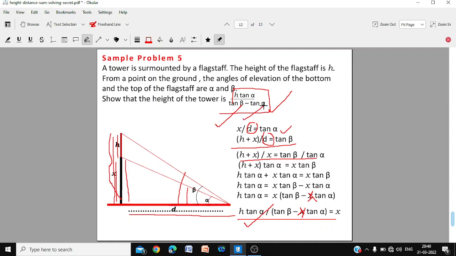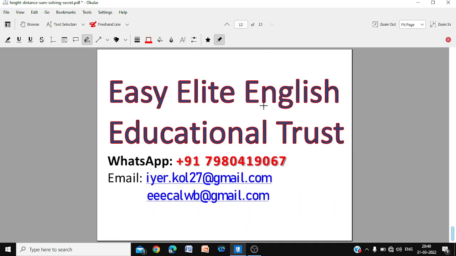So if you master these 5 problems on height and distance, the concept, the way in which we have approached, the way in which we have drawn the diagrams, and the way in which we have solved, once you understand these 5, you will never get stuck when you encounter any problem on height and distance.